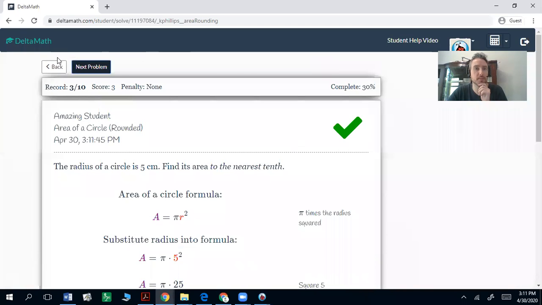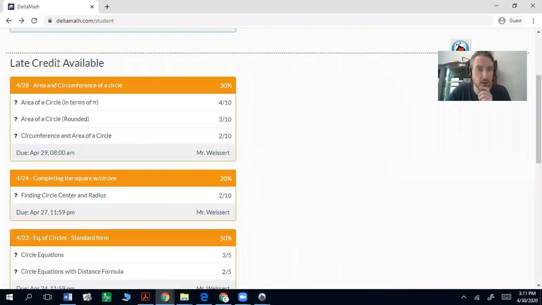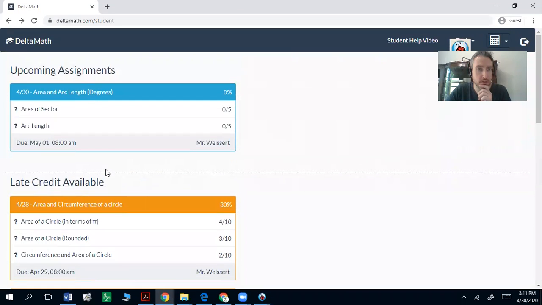Nice. So let's go on to the last topic I've posted so far, so you can go back and check that. Area and arc length in degrees. Oh, I'll do that in a new video.